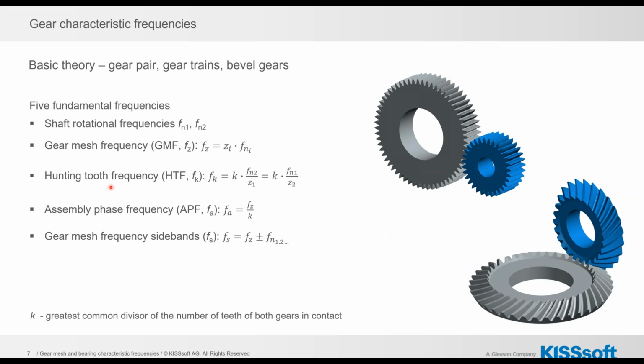Then we have also the hunting tooth frequency. The hunting tooth frequency is calculated by considering K, which stands for the greatest common divisor of the number of teeth of both gears in contact. We can also identify an assembly phase frequency, which is calculated by dividing the gear mesh frequency by this greatest common divisor. And of course, all the mentioned frequencies can be modulated by the sidebands coming from the shaft.